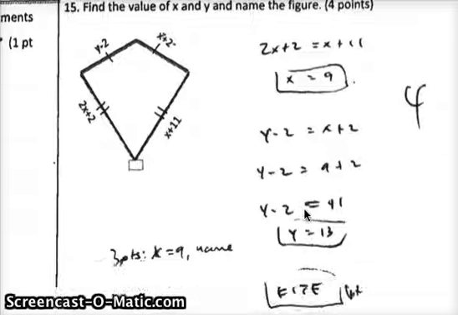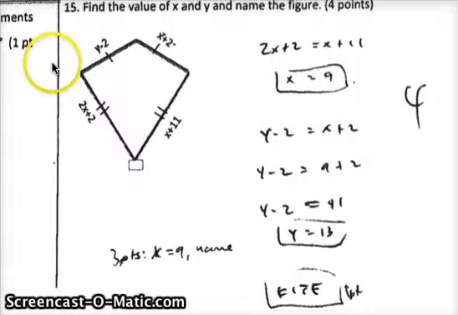Question number 15. Find the value of x and y, then name the figure. Well, again, you have 2 consecutive sides are congruent. That's called a kite. Notice here that the congruent marks, you can't start here. You can't say this side is equal to this side because you have an x variable and a y variable, which means you'll have to start down here. 2x plus 2 equals x plus 11. Subtract 2 from both sides, subtract x, you get x equals 9.